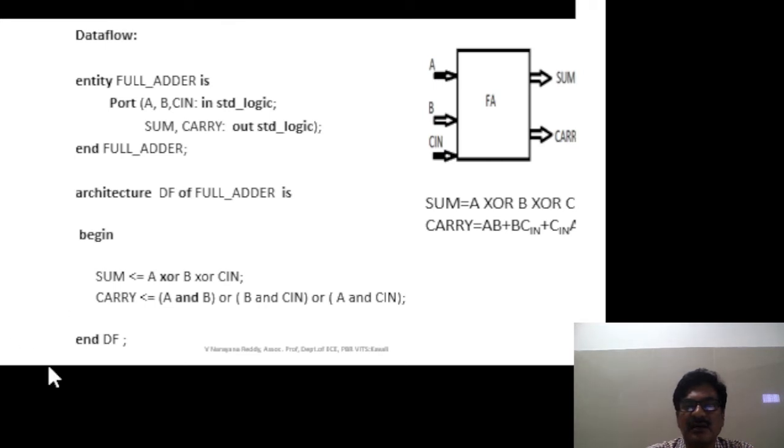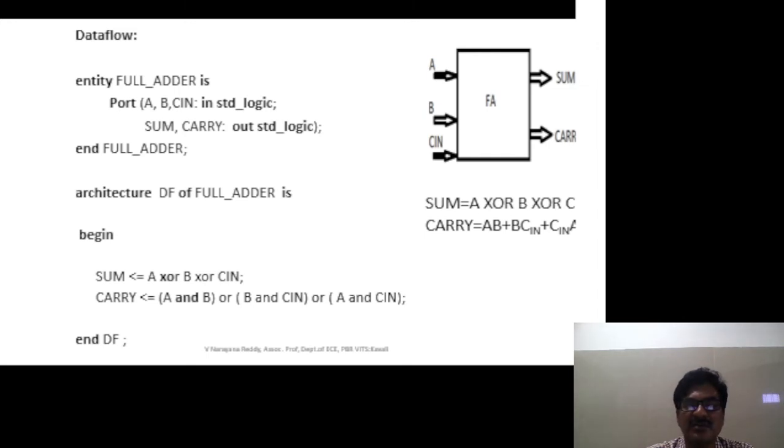Then the second part of the program is the architecture body. As per the syntax, it starts with the word architecture and the architecture name DF, which means data flow, of entity name full adder is begin. So after begin, the statements are signal assignment statements. Because it is data flow style, I am using only signal assignment statements here. One statement for the sum output, another statement for the carry output.